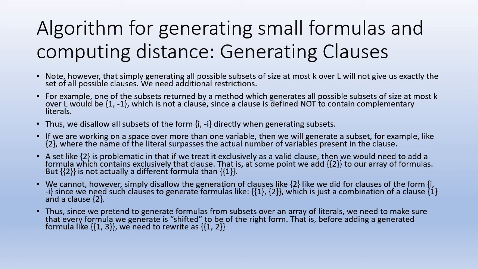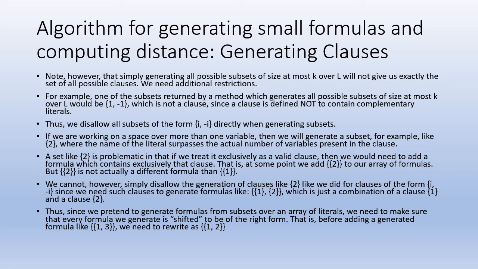If we are working on a space over more than one variable, then we will generate a subset, for example, like the one containing only the literal 2, where the name of the literal surpasses the actual number of variables present in the clause. A set like this is problematic in that if we treat it exclusively as a valid clause, then we would need to add a formula which contains exclusively that clause. That is, at some point, we add the formula containing the clause x2, or 2, to our array of formulas. But this is not actually a different formula from the one containing a single clause containing the literal 1.